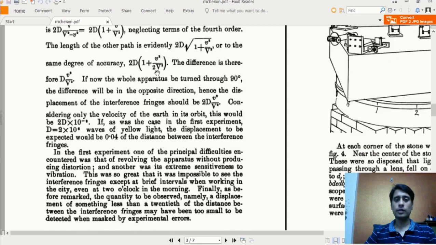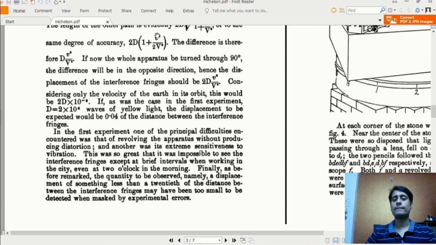So a square root binomial expansion has been used, with the power half multiplied in, because v upon capital V is very, very small, so we can take the binomial approximation here. The difference is therefore this: 2D should be the actual path, but due to the motion in ether, an extra path is introduced, which is 2D into v squared upon 2V squared. So this is the difference of path.